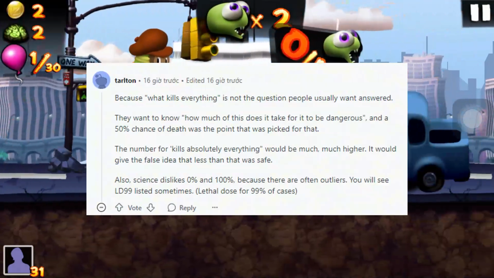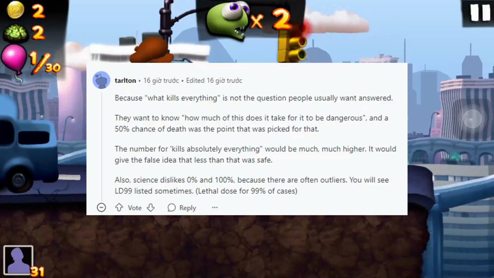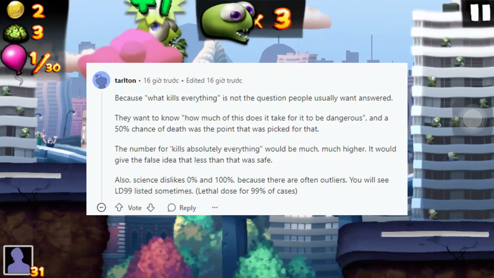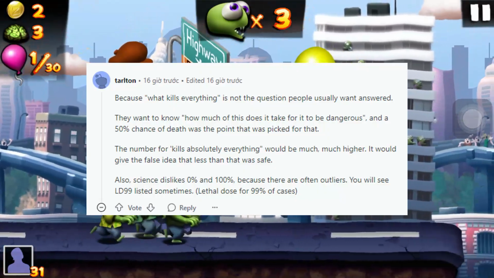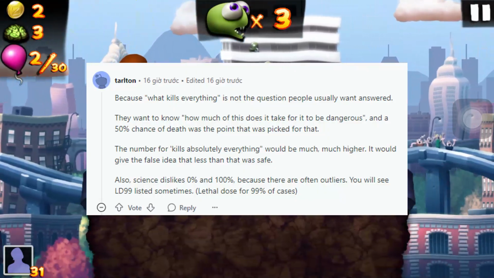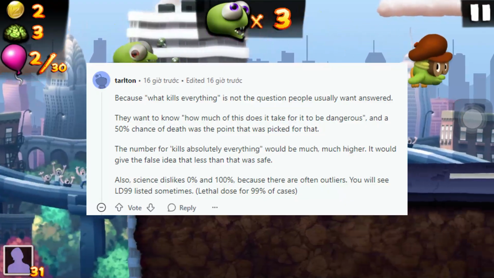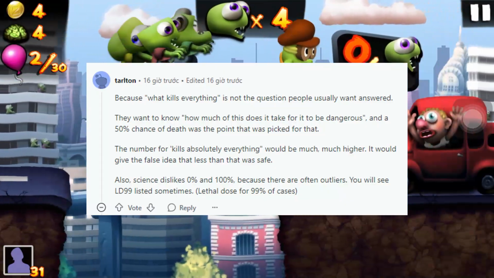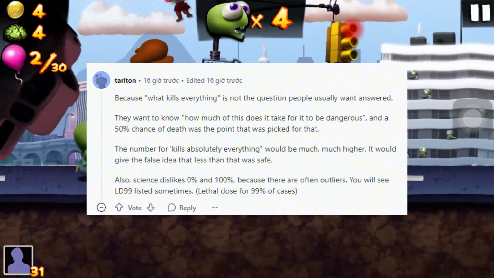Because what kills everything is not the question people usually want answered. They want to know, how much of this does it take for it to be dangerous? And a 50% chance of death was the point that was picked for that. The number for kills absolutely everything would be much, much higher. It would give the false idea that less than that was safe.